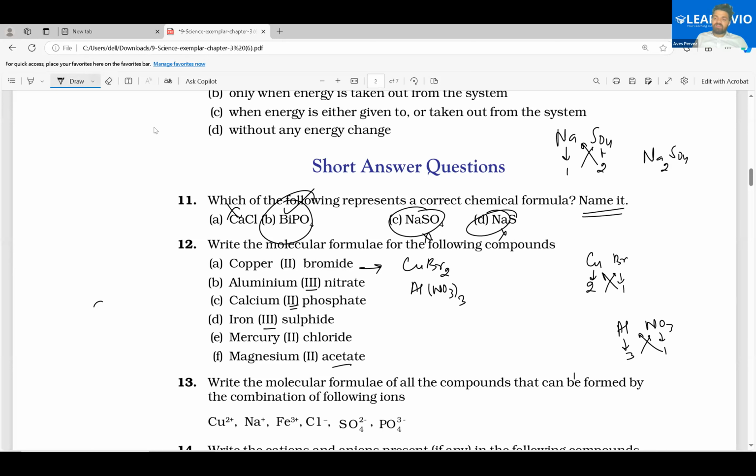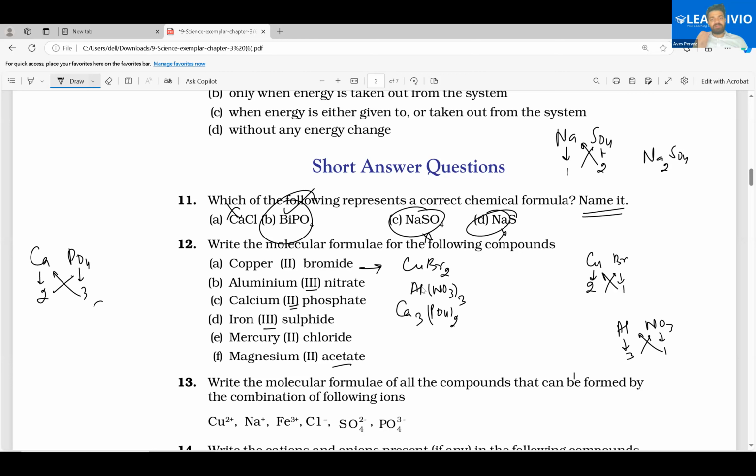Because aluminum has valency 3. Next is calcium phosphate. Yes, Hanan, what's the formula for calcium phosphate? Is it Ca3PO4? Yeah, shabash. Ca3(PO4)2. Why? Because calcium has valency 2 and phosphate ion has valency 3. So the 3 goes to this one and this 2 comes here, and the phosphate should be in brackets.